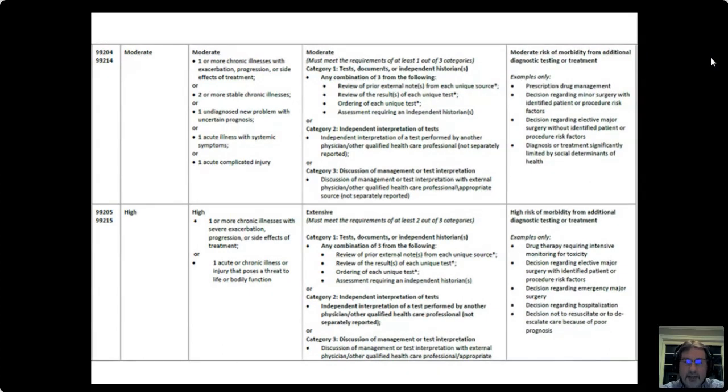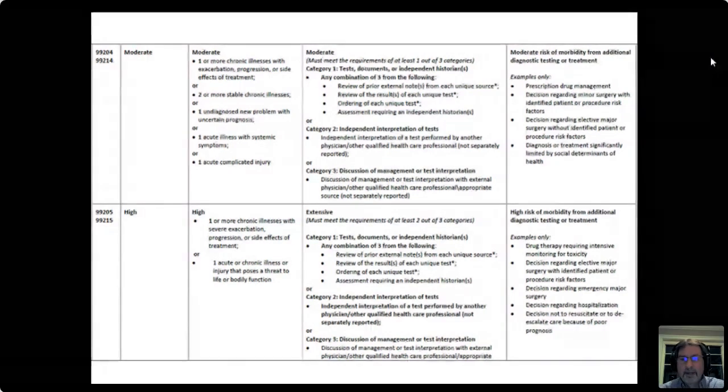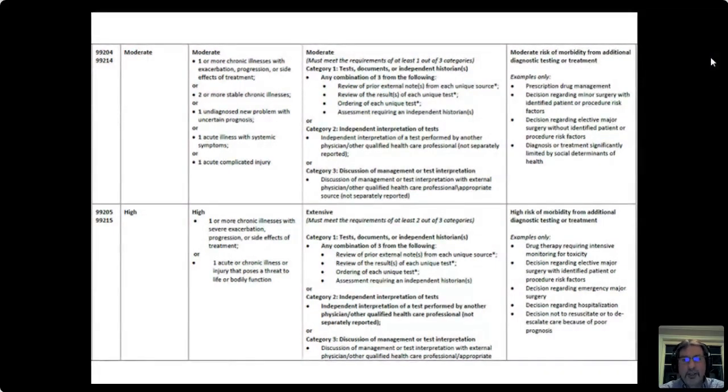Now, I notice they have in there that it says not separately reported. So if you have a situation where you order that OCT and the other office is only doing the technical component, and then you actually look at that and you bill and report the professional component and interpret that, then technically you can't count that as an independent interpretation of tests because you're actually getting paid for that interpretation of a test as another billing unit. So that's what that separately reported means in there.